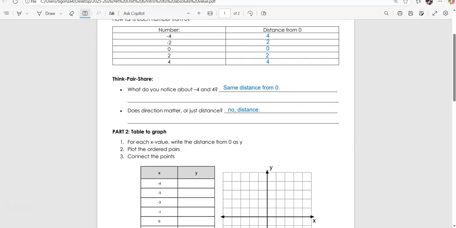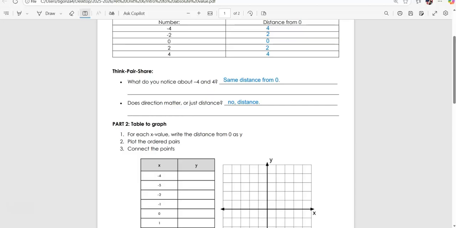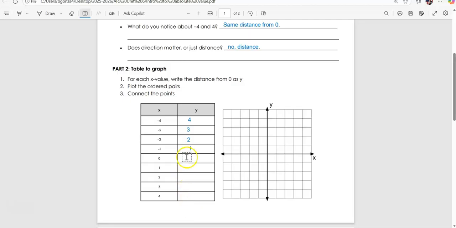So we're going to do this thing again down here. So how far is negative 4 away from 0? It's going to be 4. How far is negative 3 away from 0? It's going to be 3. How far is negative 2 away from 0? 2. How far is negative 1 away from 0? 1. And then these are pretty straightforward.